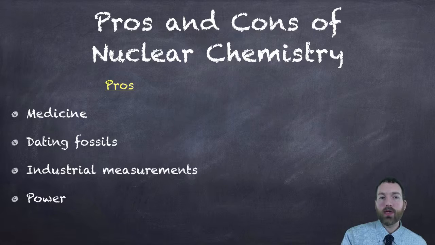We can also use nuclear chemistry for power. There's a lot of controversy over this because of the nuclear accidents that have happened in the past. But nuclear power is actually a cheap, easy, and, if taken care of properly, a relatively safe way of creating the energy that the planet needs.